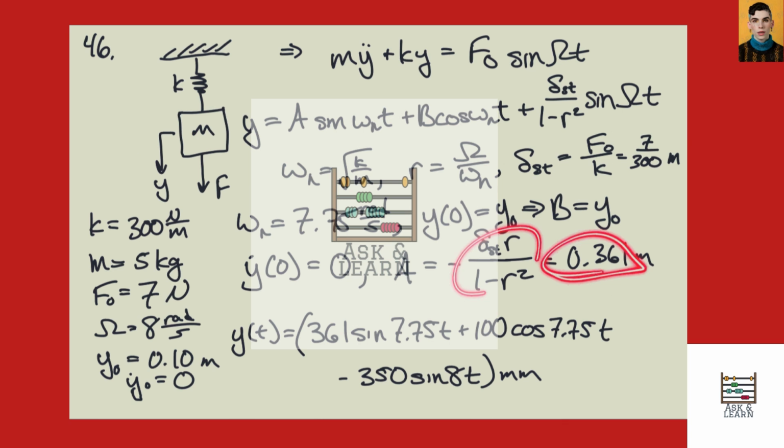This here is pretty big because this coefficient here is quite big because r is pretty close to 1. And the static deflection, F naught over k, is about 1 over 30 or something like that. Anyway, it's pretty small.